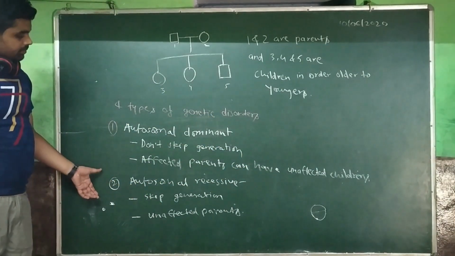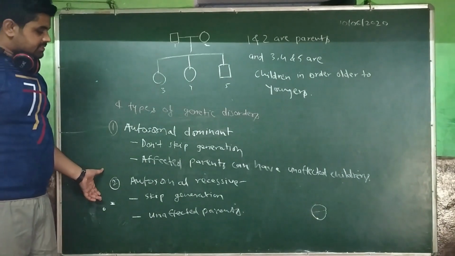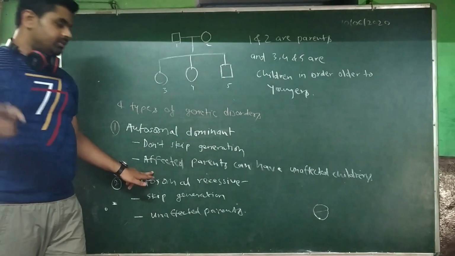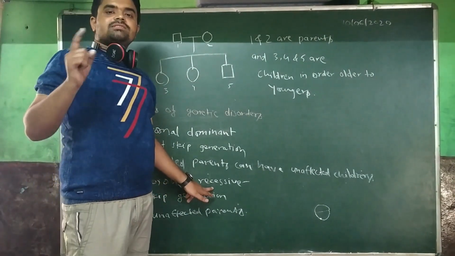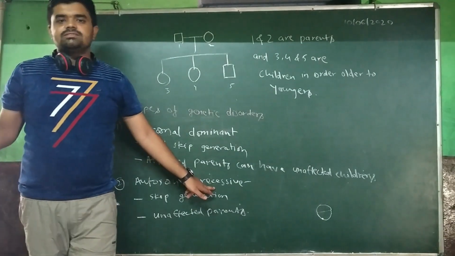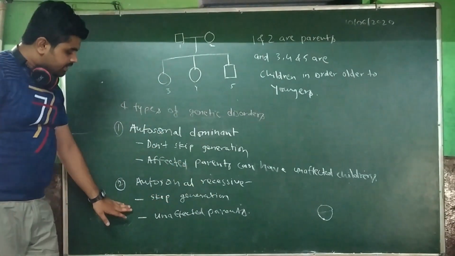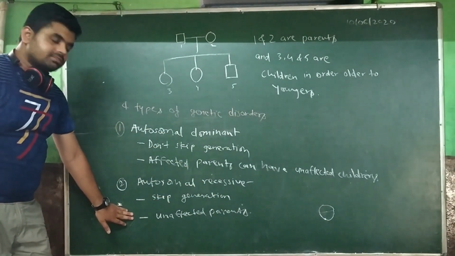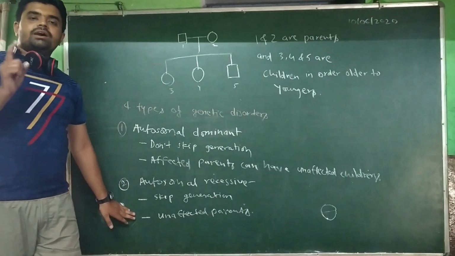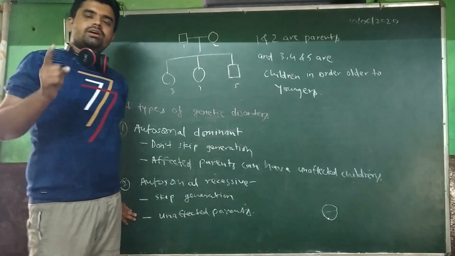The second type of disease is autosomal recessive. Autosomal means it affects both sexes, male and female, and recessive means it may skip a generation. It may occur in the first generation and skip the second generation. And the second key point is unaffected parents: the parents of an autosomal recessive disorder may be unaffected and the children will be affected.